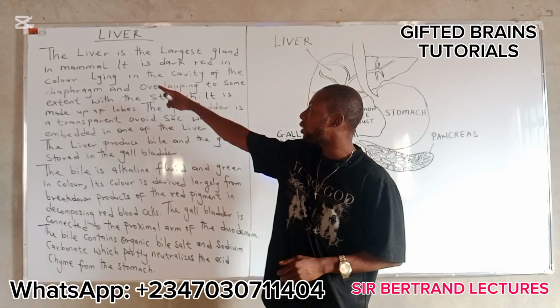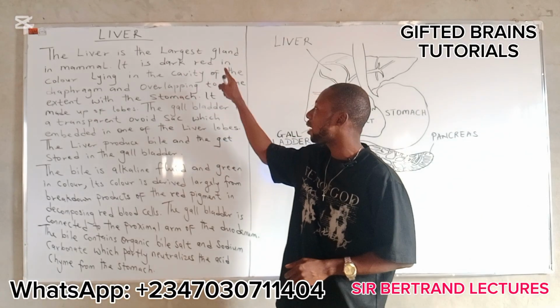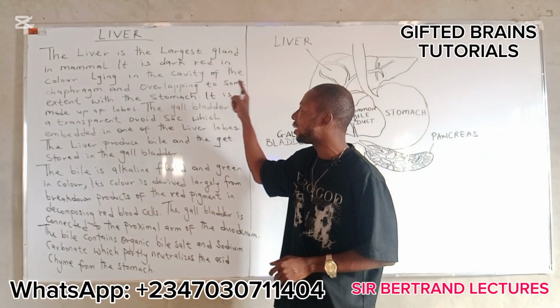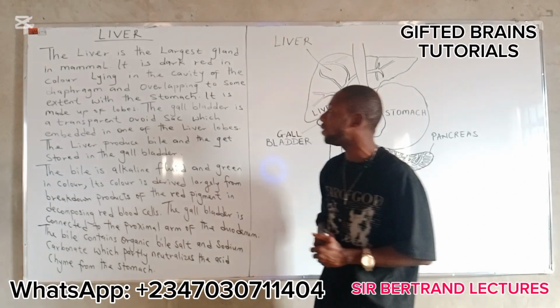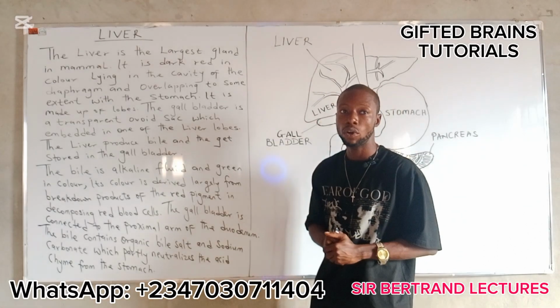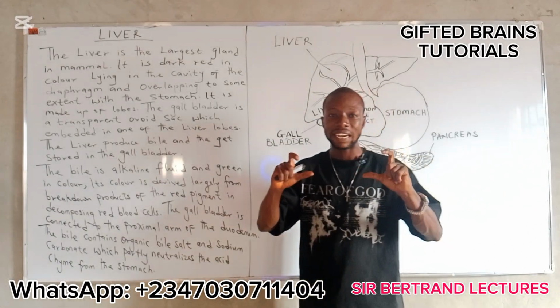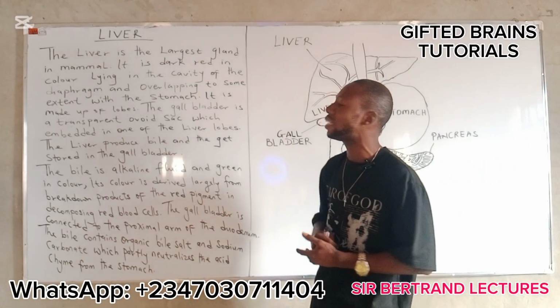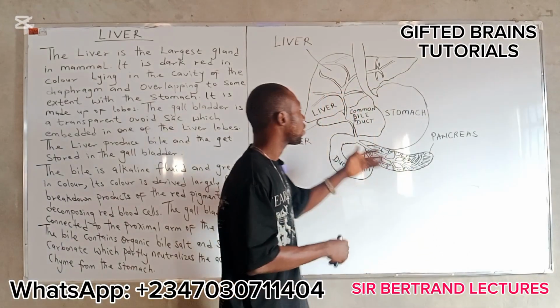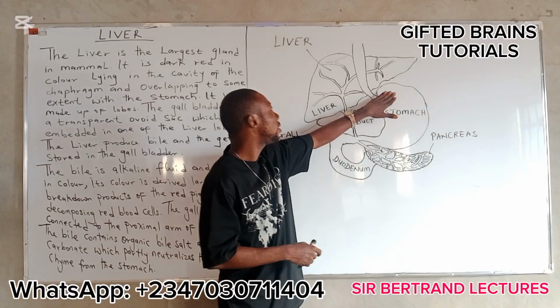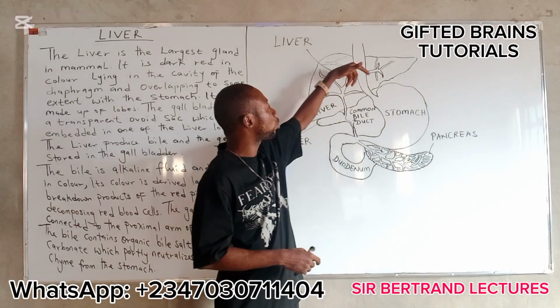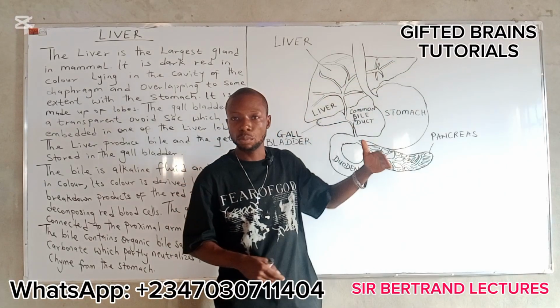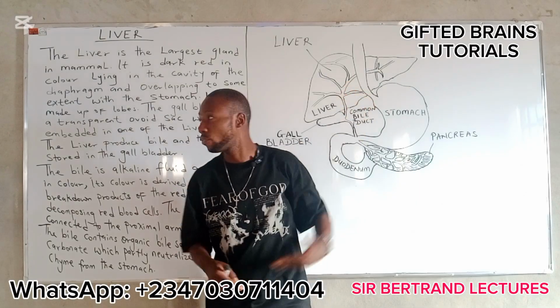Today we are going to talk about the liver. As we say here, it is the largest gland in mammals. It is dark red in color, lying in the cavity of the diaphragm. The liver is located in the cavity of the diaphragm and overlaps to some extent with the stomach. As you can see here is the stomach, and the liver overlaps it to some extent, lying above.